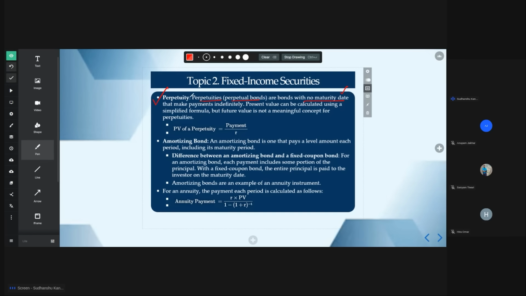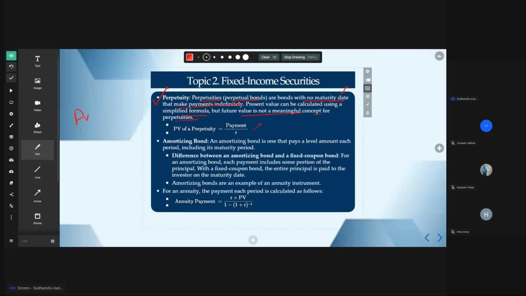Generally, nowadays such bonds are not issued, but they have been issued sometimes in history. So there are some bonds with no maturity date that make payments indefinitely. Now that sounds very ridiculous, but that is the case. Present values can be calculated using a simplified formula, but future value is not a meaningful concept for perpetuity, right? This is a very common thing which comes in the exam.